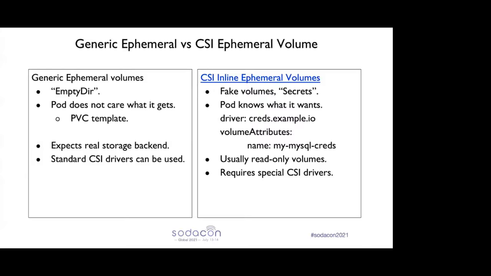Generic ephemeral volumes, on the other hand, make the normal volume APIs, storage classes and persistent volume claims, usable for the ephemeral use case. A CSI driver is suitable for generic ephemeral inline volumes if it supports dynamic provisioning of volumes. No other changes are needed in the driver in this case.